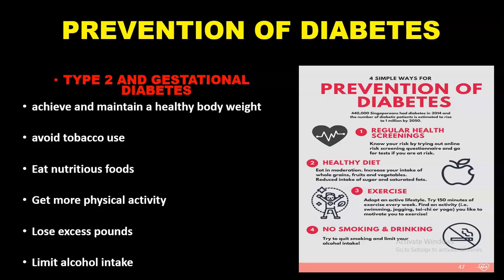You should also lose excess pounds. If you are overweight, even a 7% weight loss can reduce your risk of developing diabetes. If you weigh 200 pounds, for instance, decreasing 14 pounds can reduce your risk of developing diabetes.